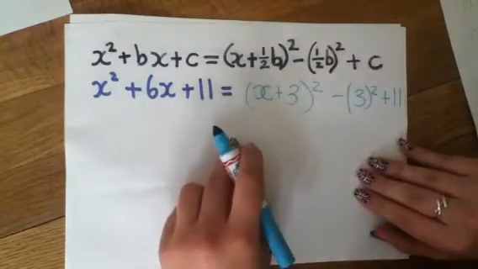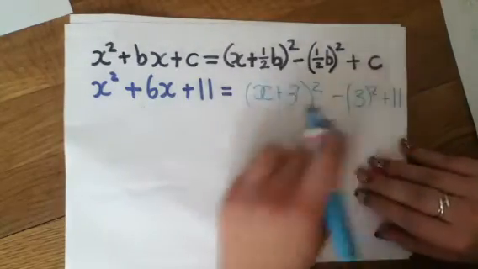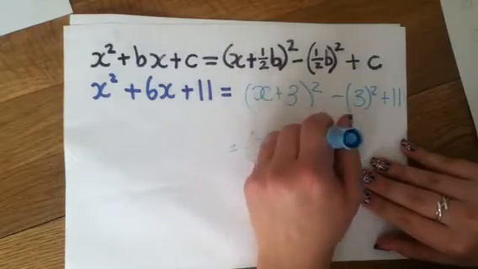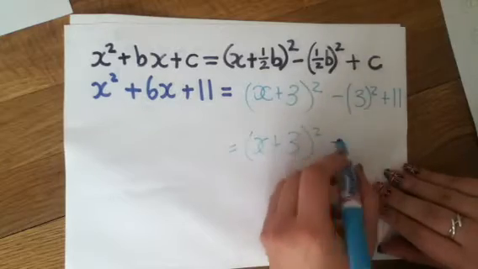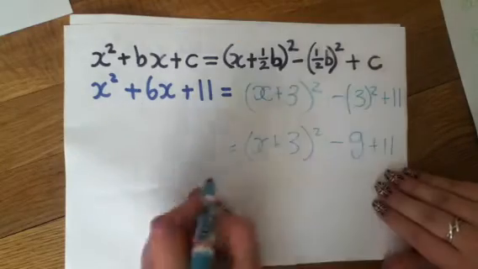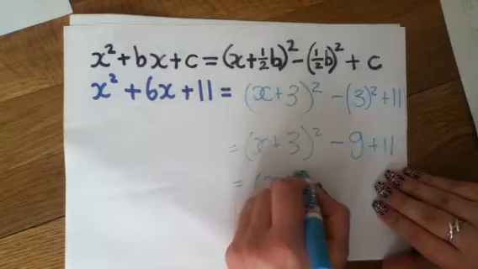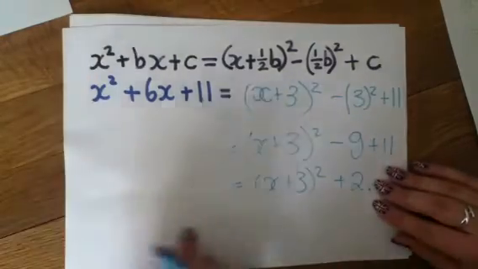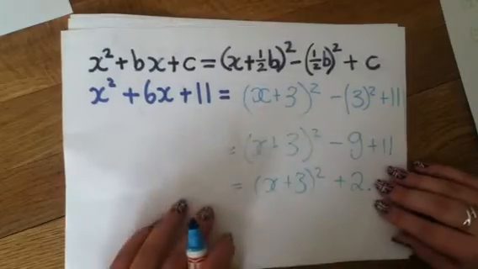And we can just put these together. We can write it in this form. Squared minus 3 squared is 9, plus 11. And this gives us x plus 3 squared plus 2. This is in the completed square form.